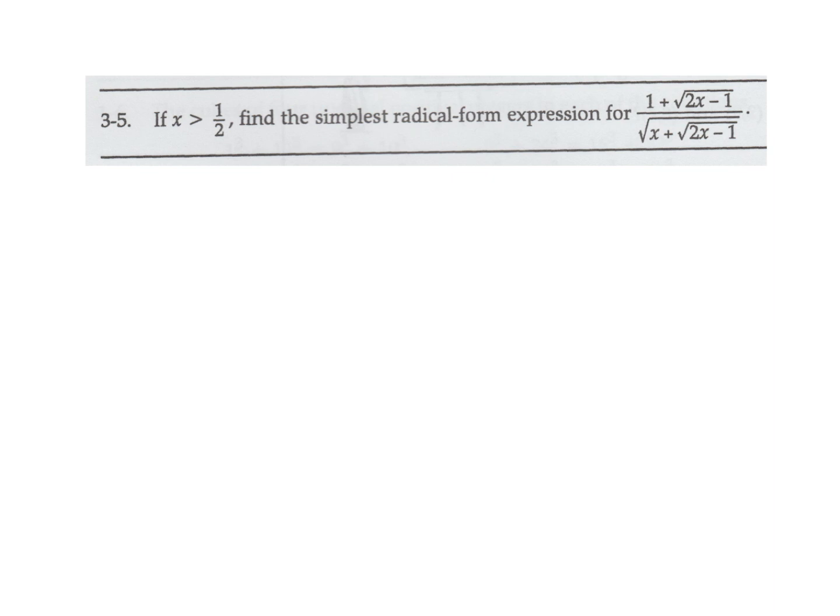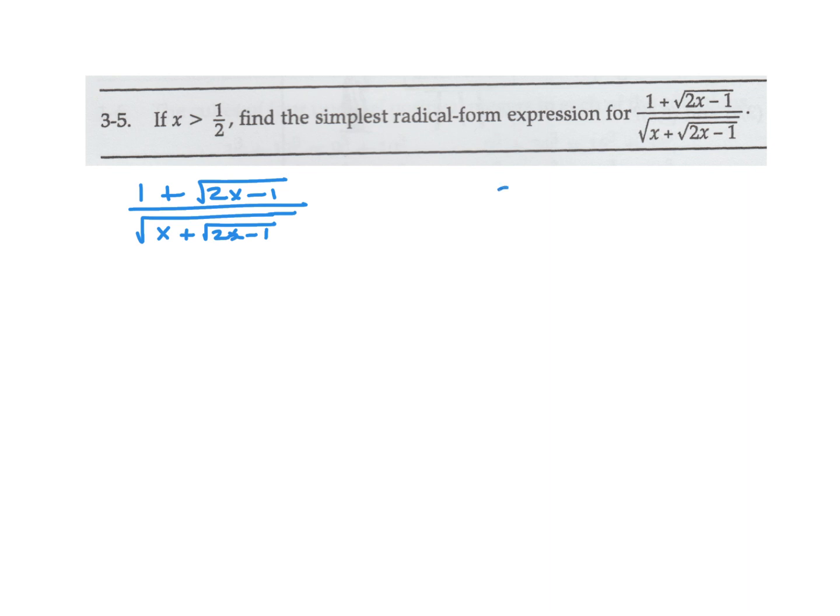If x is greater than a half, find the simplest radical form expression for that. Okay, so we got 1 plus the square root of 2x minus 1, all over the big root of x plus, again, the square root of 2x minus 1. Okay.